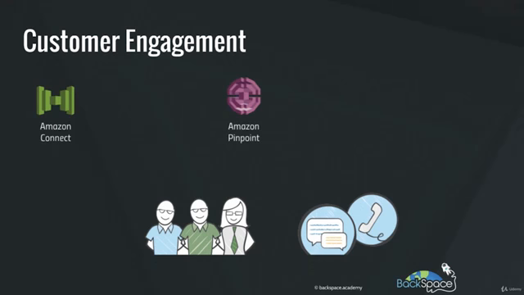Amazon Pinpoint allows you to send email, SMS, and mobile push messages for targeted marketing campaigns, as well as direct messages to your individual customers, for example, an order confirmation. Amazon's Simple Email Service, or SES for short, is a cloud-based bulk email sending service.